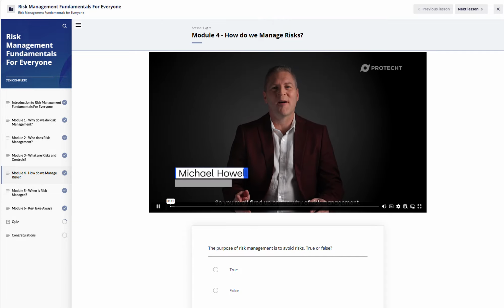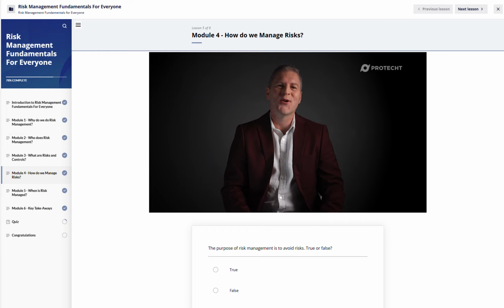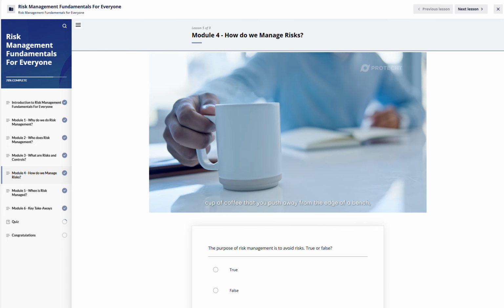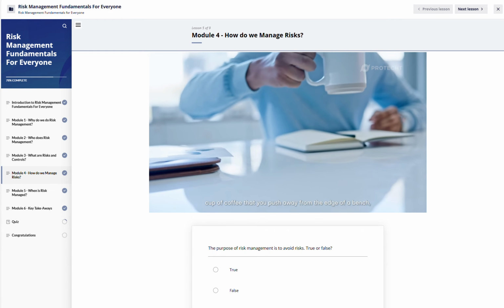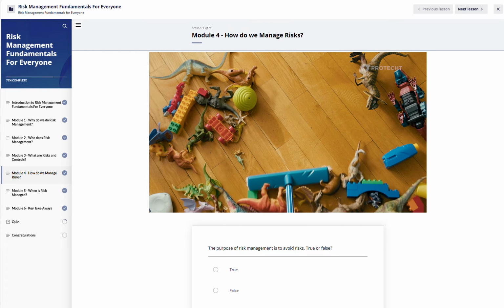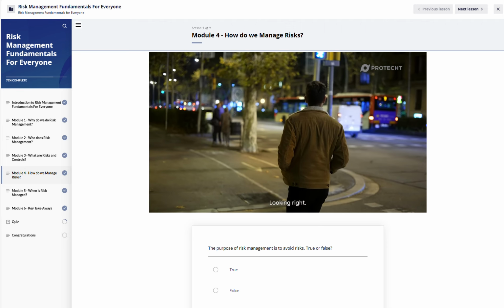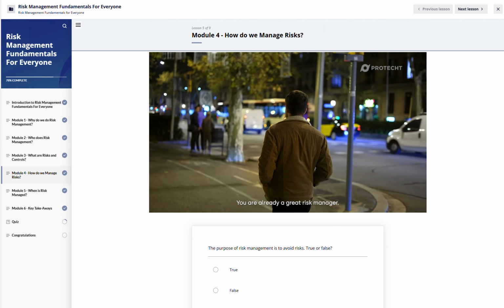So you're all fired up on the why of risk management, and now you understand the components of risk. So how do you go about managing risk? Well, the good news is you already are a great risk manager. You manage risk every day. Think about that cup of coffee that you push away from the edge of a bench, the Lego that you pick up so you don't stab your foot, or crossing the road and looking left, looking right. You are already a great risk manager.